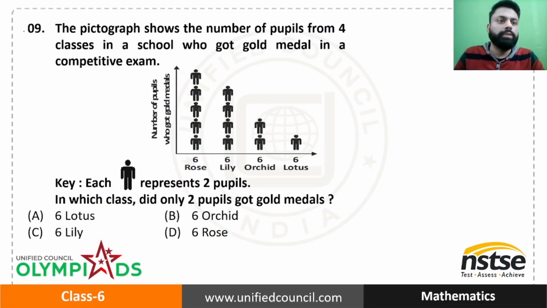So here is the next question that says the pictograph shows the number of people from 4 classes in a school who got gold medal in a competitive exam. Number of people who got the gold medal is on this axis, and over here 6 rose, 6 lily, 6 orchid, 6 lotus. Each one image of this represents 2 people.